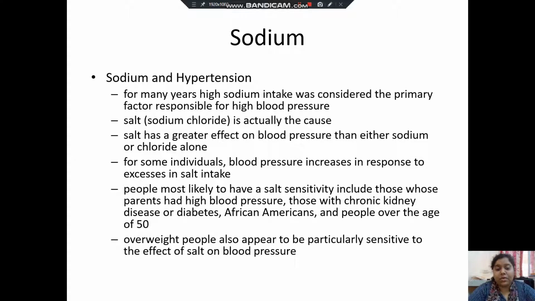For some individuals, blood pressure increases in response to excesses in salt intake. People most likely to have a salt sensitivity include those whose parents had high blood pressure, those with chronic kidney disease or diabetes, African Americans, and people over the age of 50. Overweight people also appear to be particularly sensitive to the effect of salt on blood pressure.